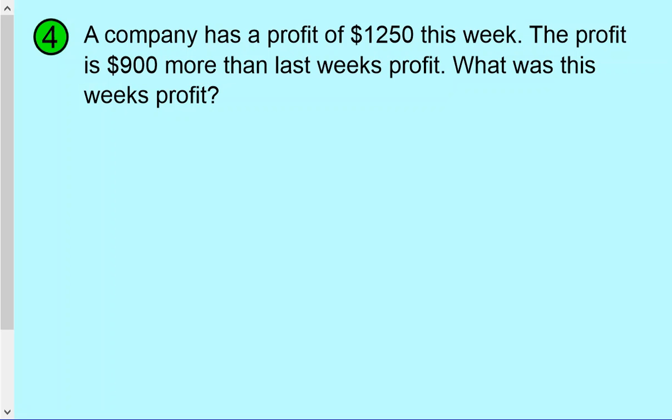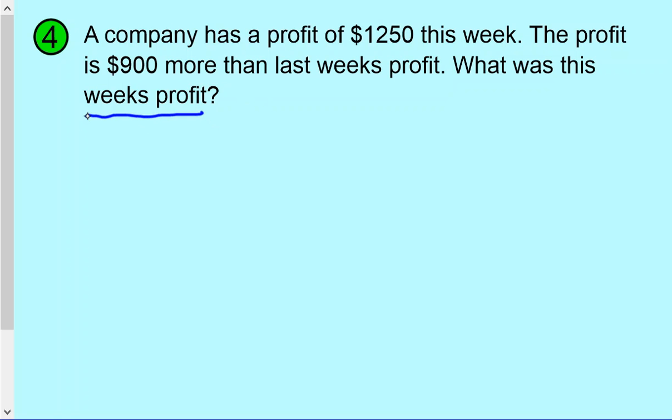Alright, this one we have a word problem. And it says a company has a profit of $1,250 this week. The profit is $900 more than last week's profit. What was this week's profit? Okay, so we have a couple different numbers that will be important for us in solving the equation. And then we also have what was this week's profit? So that is going to be that question. The unknown is going to be our variable. Okay, so what was this week's profit?